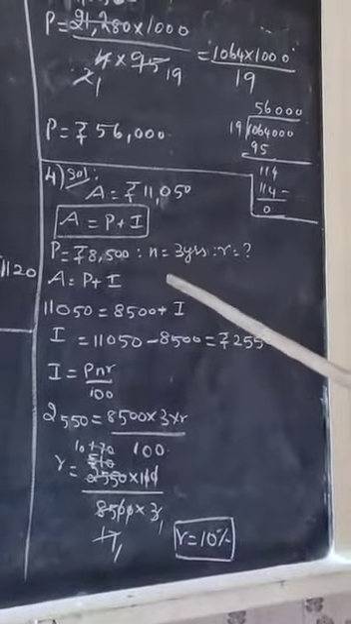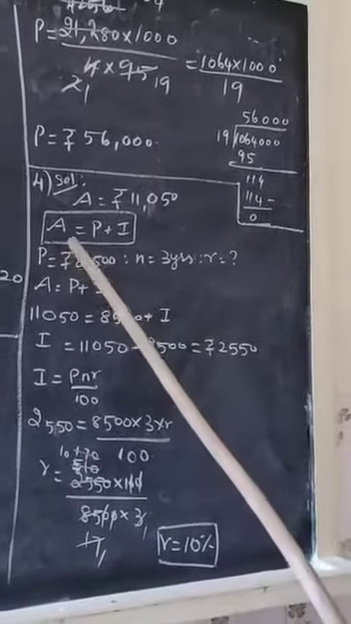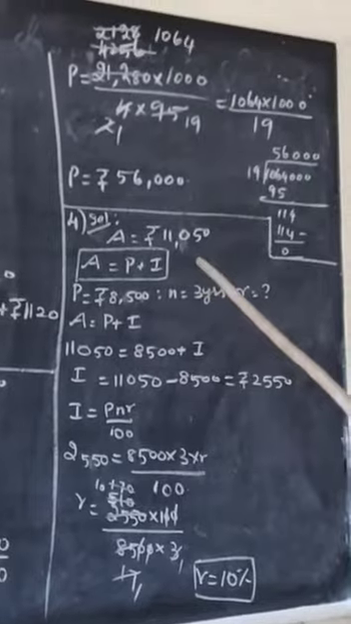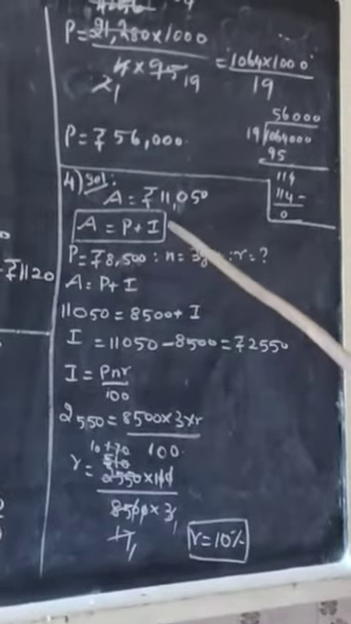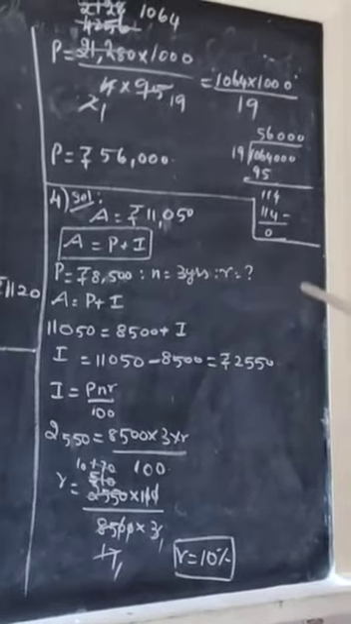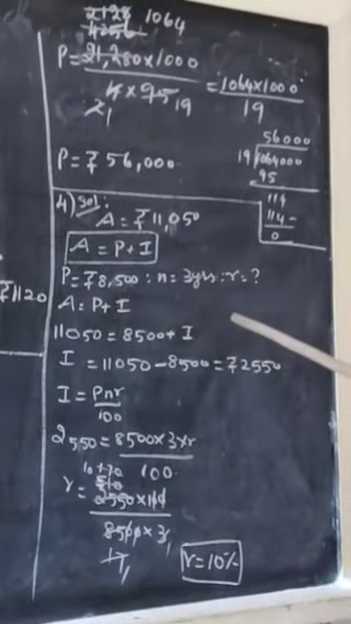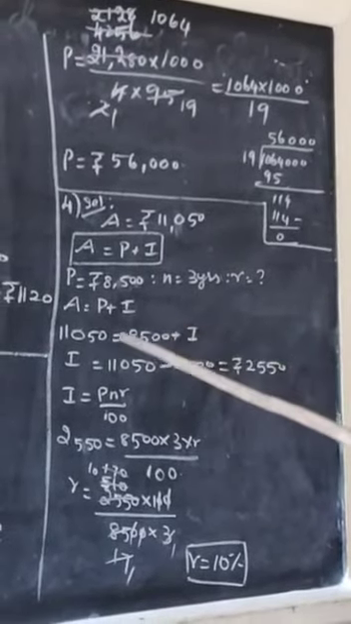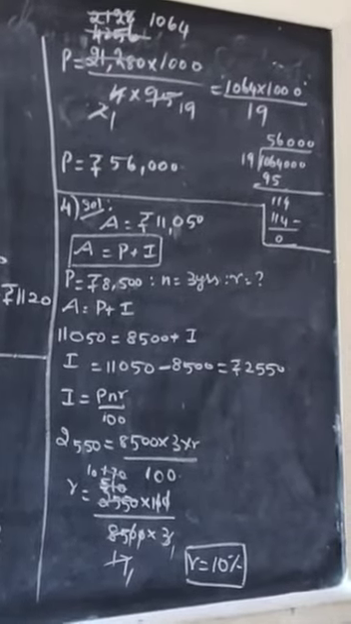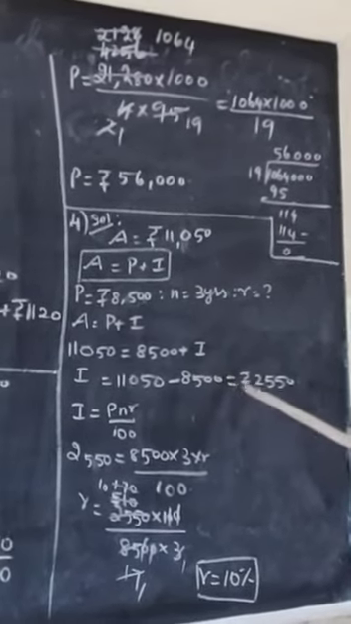See problem number 4. What is the amount he has to pay? Badsha settled the amount with his bank as 11,050. So you have to take the overall amount A equal to rupees 11,050. So A is equal to P plus I is the formula. You can use this formula to find the interest. P is equal to rupees 8,500, N is equal to 3 years, and R you have to find. So 11,050 equals 8,500 plus I.